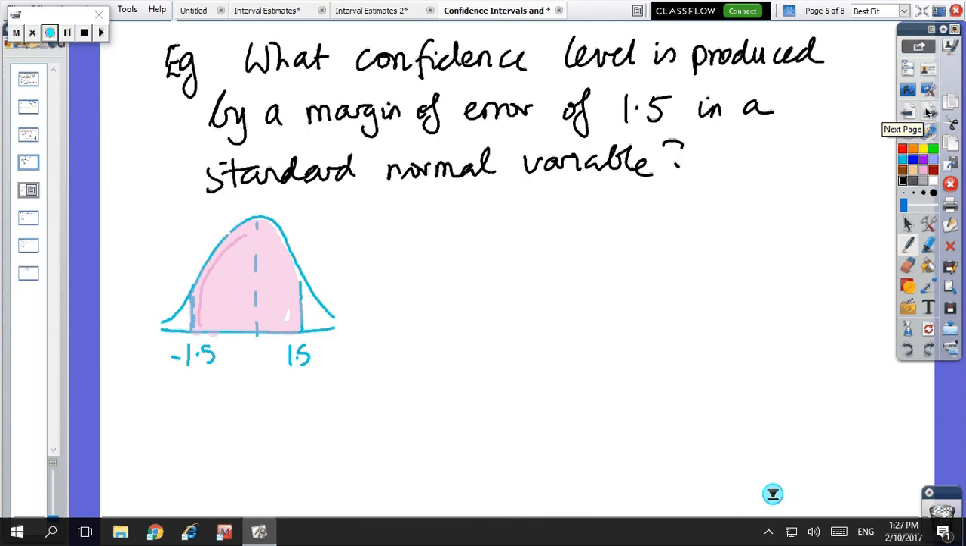Okay, so now we've got some examples we'll be using. What confidence level is produced by a margin of error of 1.5 in the standard normal variable? What you need to do is find the area behind 1.5, find the area between minus 1.5 and 1.5, and work out what that answer is, and come back when you're ready. Look up your standard normal table and see how you go. Okay, so you're back, and by subtracting you should have got 0.87. That's the answer that I've got. Come across when you're ready, copy.